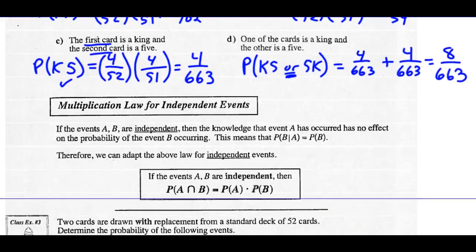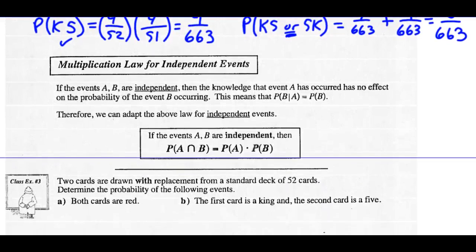Multiplication law for independent events. If the events A and B are independent, then the knowledge that event A has occurred has no effect on the probability that event B occurs. This means that the probability of B given A has occurred is the same as the probability of B. Therefore, we can adapt the above law for independent events.